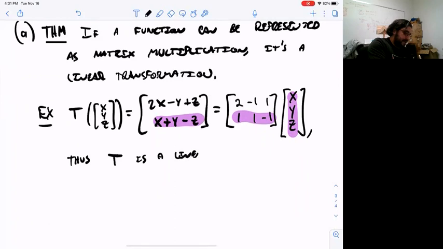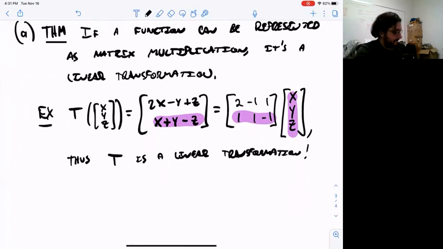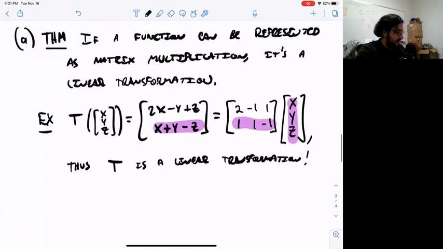So I can say automatically that this T is a linear transformation. Right, so I can now analyze this in terms of null space, now that I know it's a linear transformation.